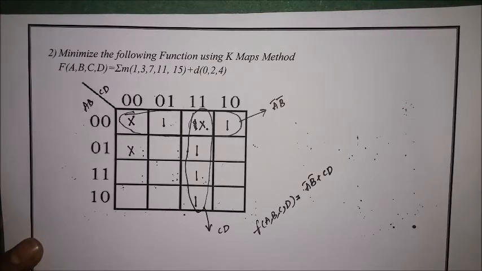So a don't care entry is used to make the maximum grouping of terms. Without don't care entries, we would get an equation with a larger number of variables. So a don't care entry is always useful to make the equation very simple.